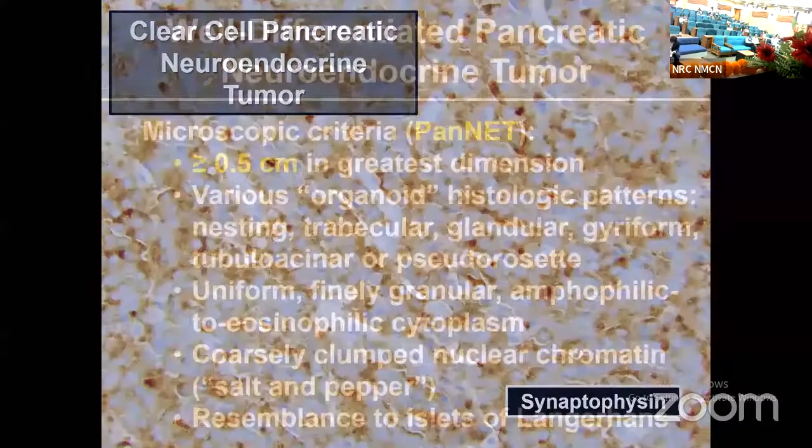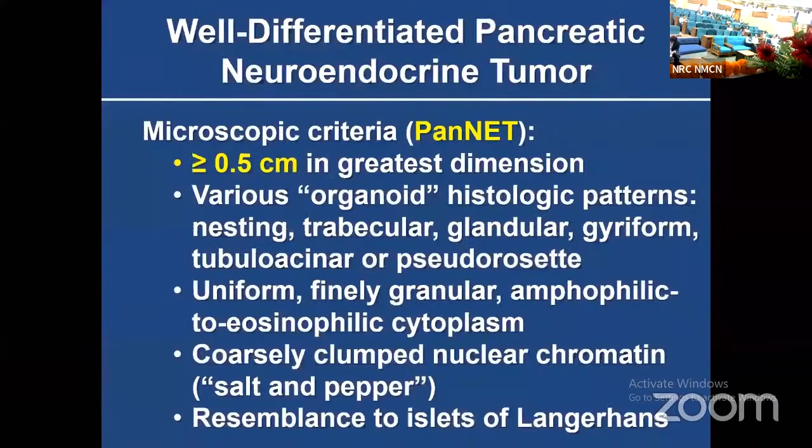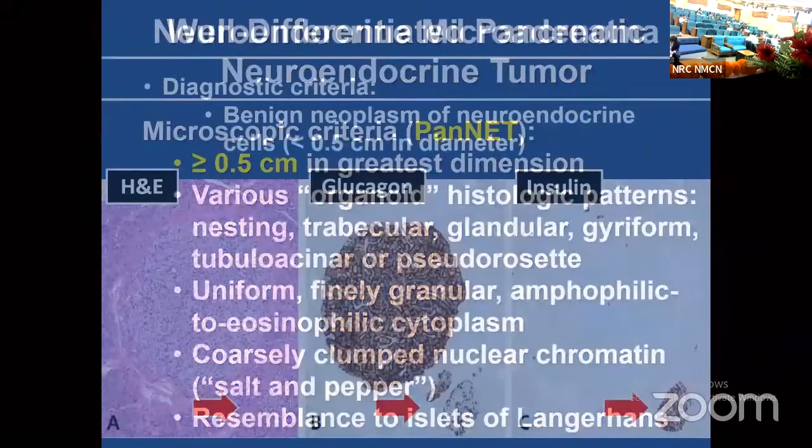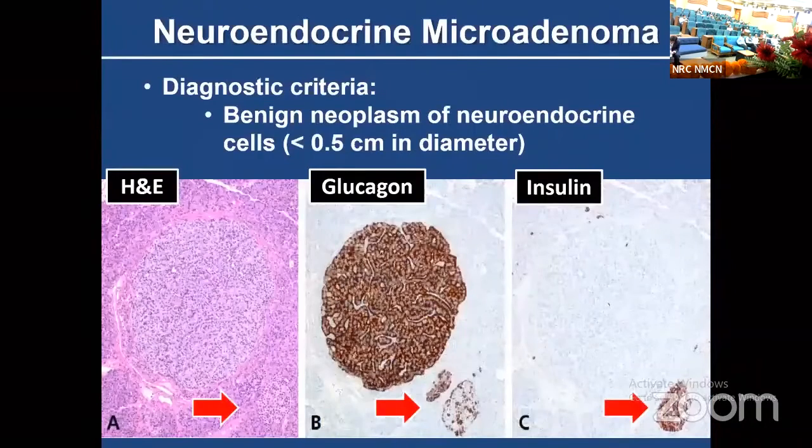Now, I do want to underscore the WHO criteria for a PanNET requires a size of at least 0.5 centimeters, which then begs the question, what about PanNETs less than 0.5 centimeters? Well, those neoplasms less than 0.5 centimeters are referred to as a pancreatic neuroendocrine microadenoma and are considered precursor neoplasms to PanNETs. Neuroendocrine microadenomas represent a clonal outgrowth from a single islet of Langerhans.